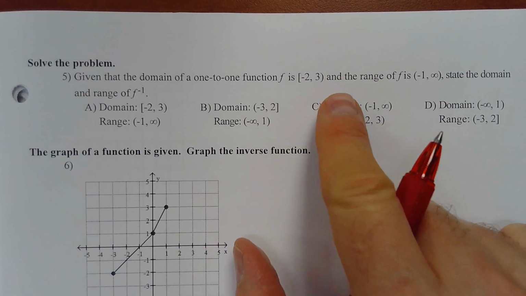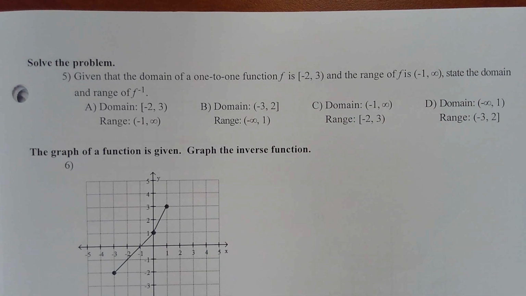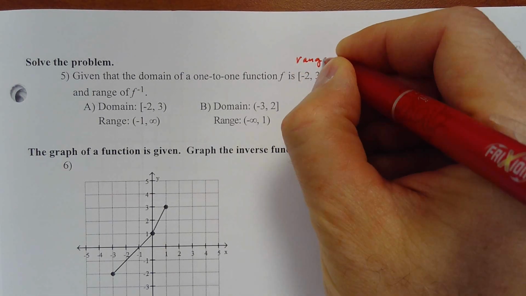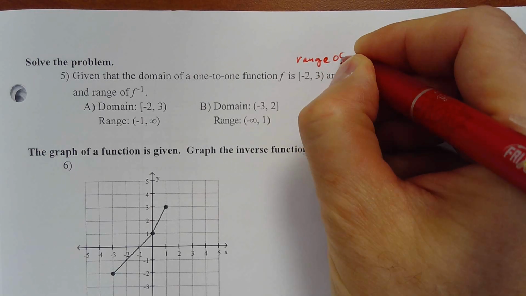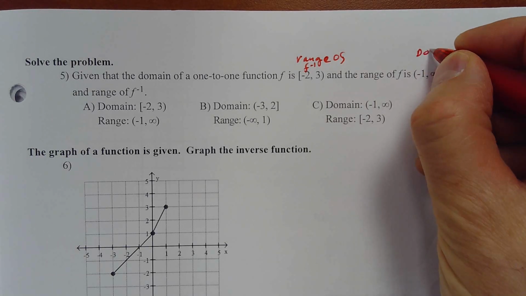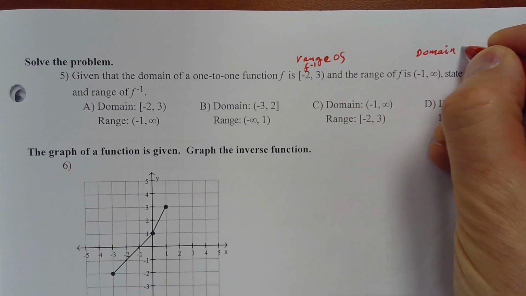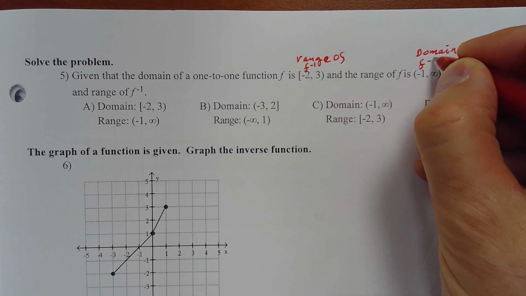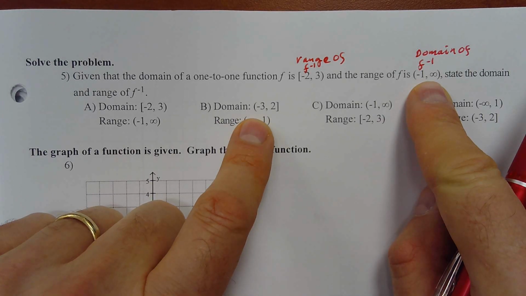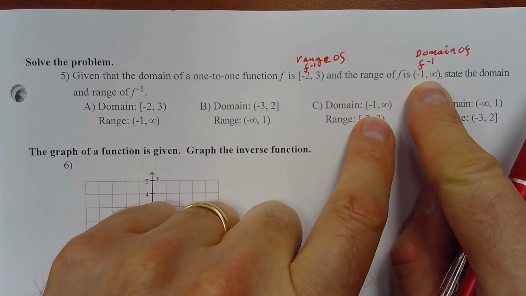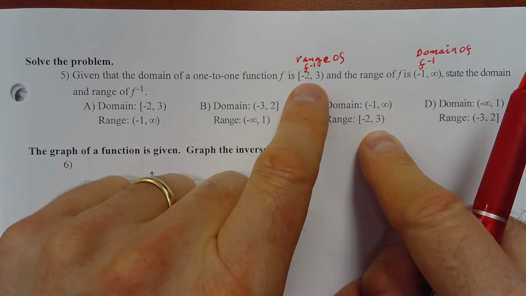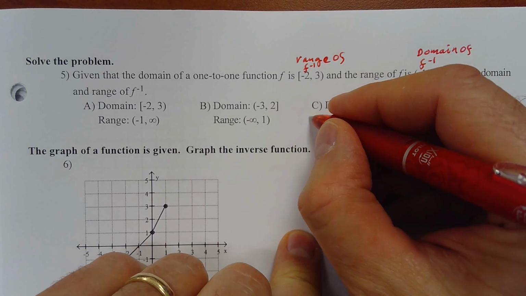Remember, we just switch around the domain and range. So this is going to be the range of f inverse, and this is going to be the domain of f inverse. So I'm looking for this domain. All right, that eliminates A, eliminates B. Let's take a look at C. And it's the range. So it looks like the answer here is C.